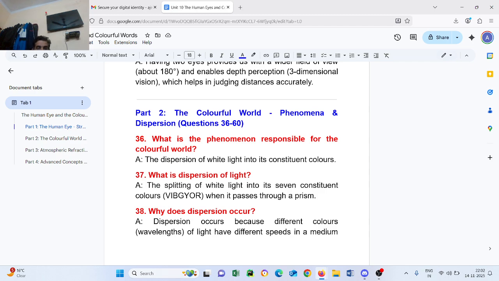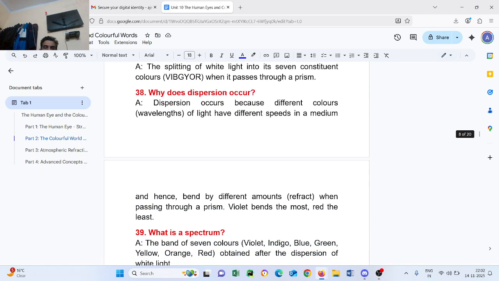Question number 38. Why does dispersion occur? Dispersion occurs because different color wavelengths of light have different speeds in a medium, and hence bend by different amounts when refracted while passing through a prism. Violet bends the most, red the least.